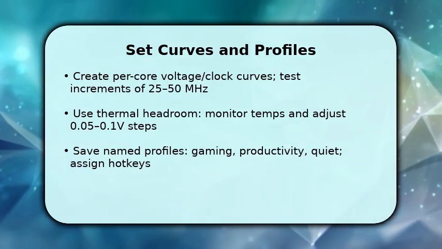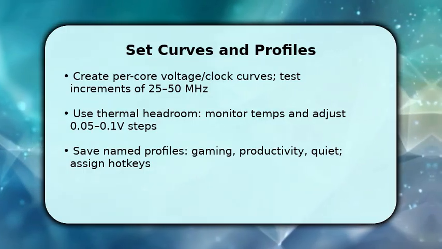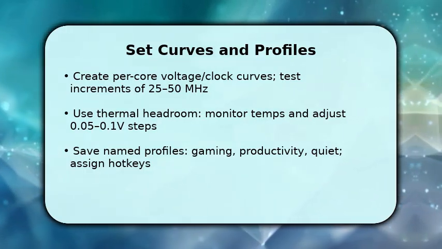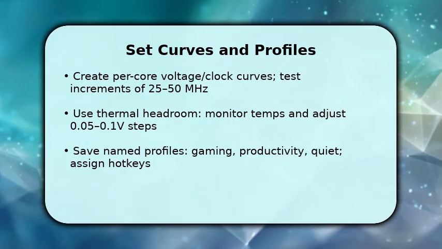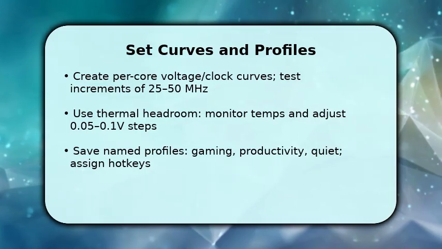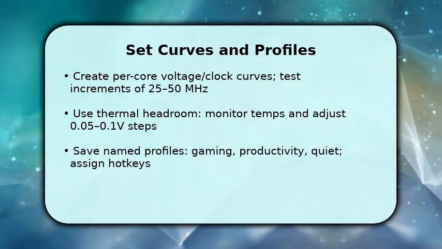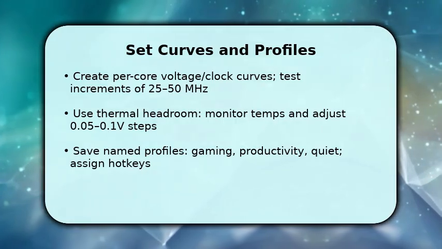Start with small clock increments, 25 to 50 MHz, and apply them per core so you can isolate stability. Once applied, test with a short benchmark or workload to observe behavior. This verifies gains without risking crashes. If temperatures climb, reduce voltage in 0.05 to 0.1 steps or flatten high-core clocks.